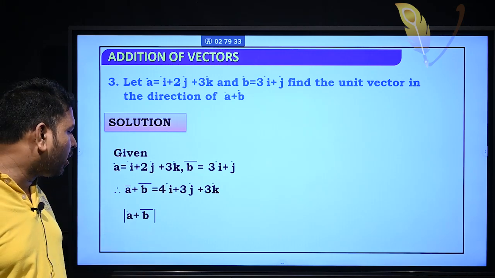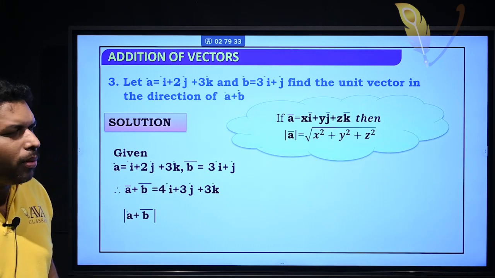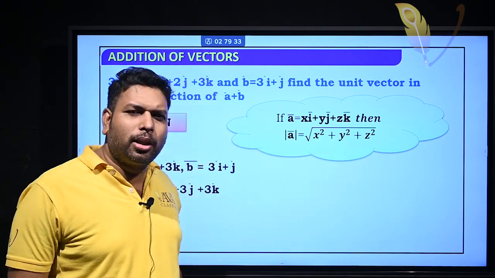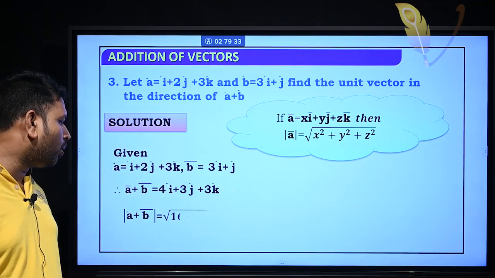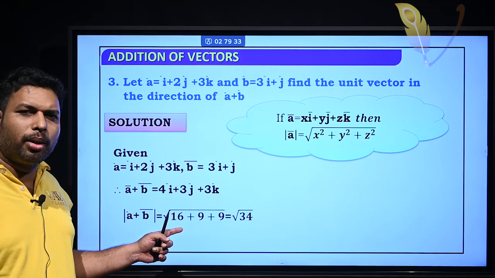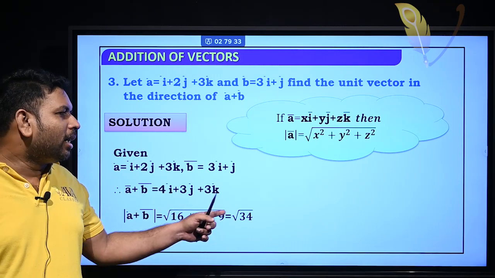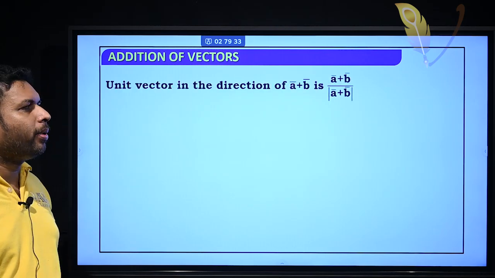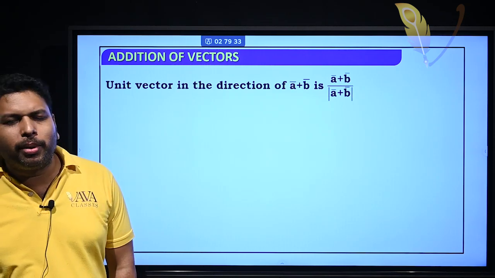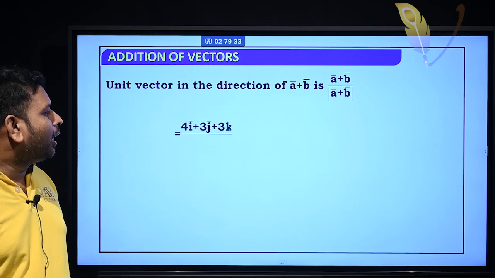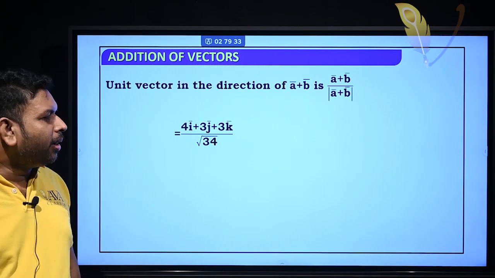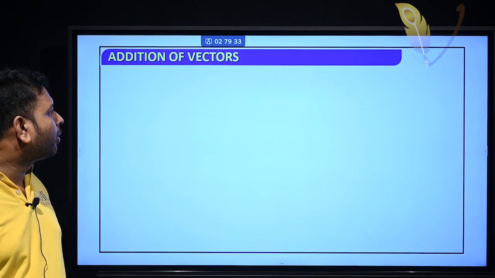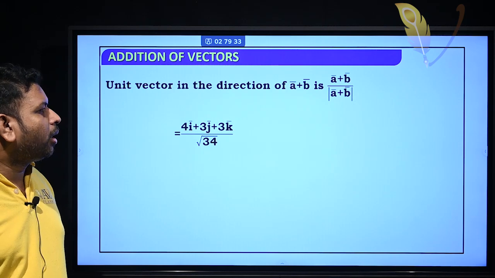So A vector plus B vector modulus equal to, we know that if A equal to xi cap plus yj cap plus zk cap, then A vector modulus is root over x square plus y square plus z square. So A plus B vector modulus equal to root over 4 square plus 3 square plus 3 square. So root over 16 plus 9 plus 9, that is root over 34. Okay. Now unit vector in the direction of A vector plus B vector is A vector plus B vector by A vector plus B vector modulus. That is 4I cap plus 3J cap plus 3K cap by root over 4 square plus 3 square plus 3 square, that is root 34. Okay. This is the option.